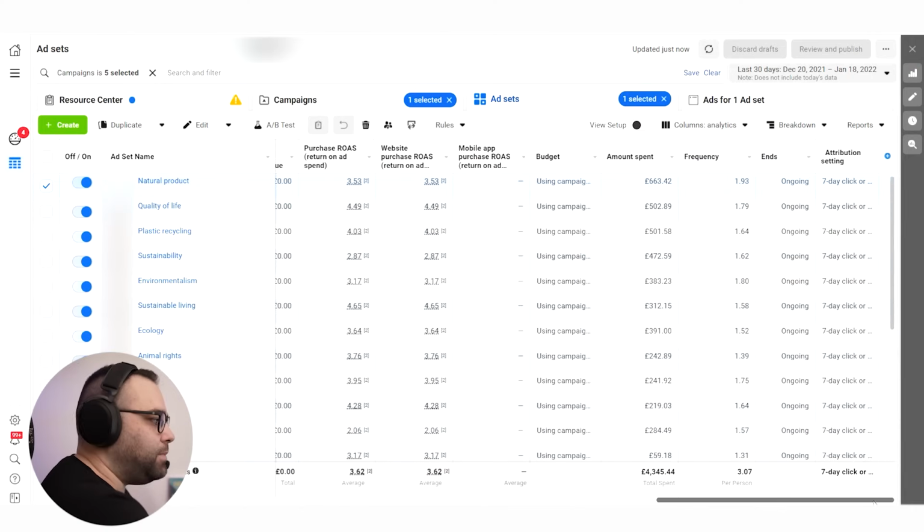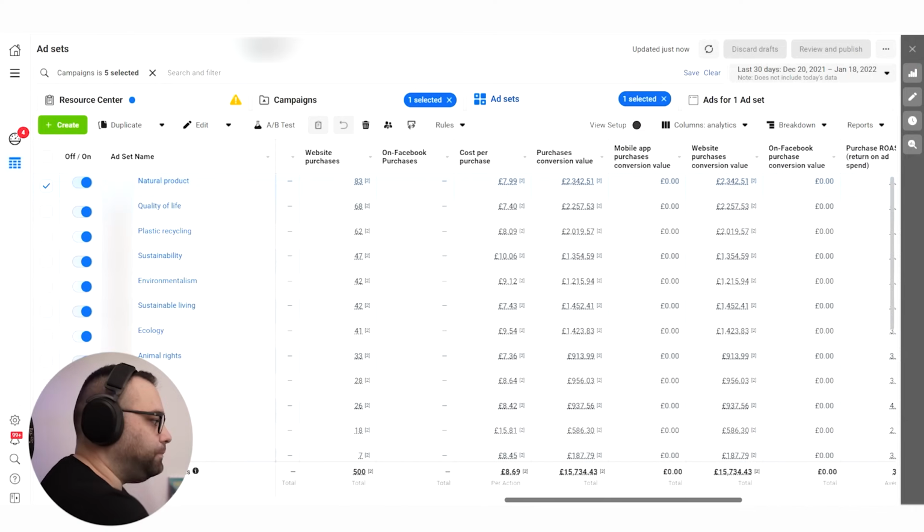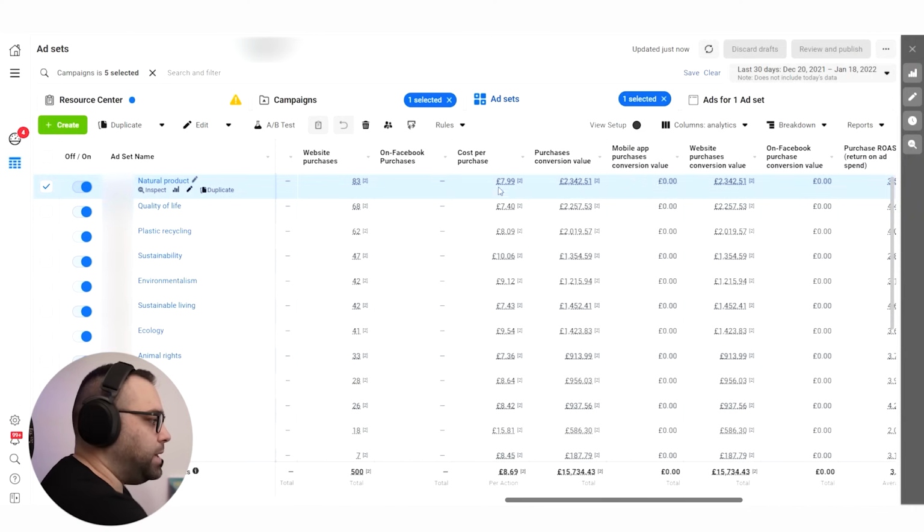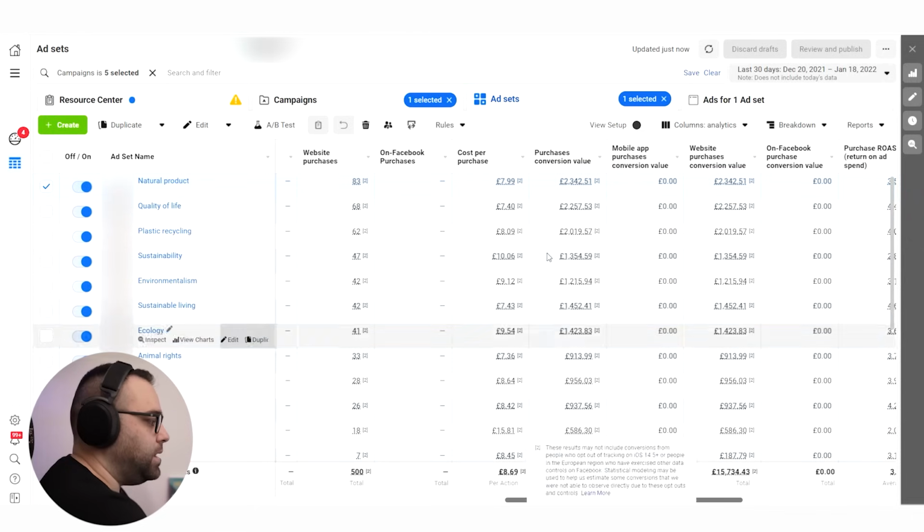Again, let's see these metrics. What are we having here? We are having a cost per purchase of $8, which is close to our average cost per purchase.